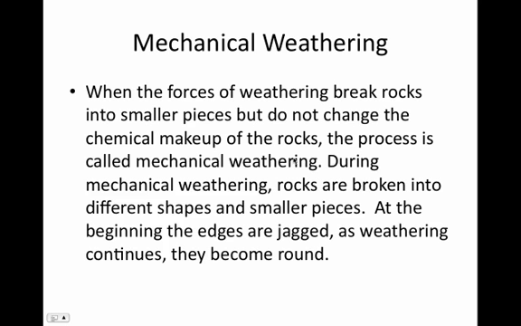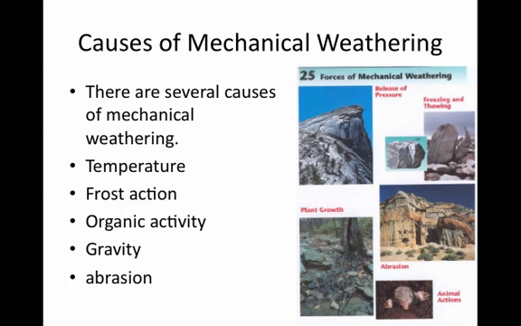Mechanical weathering deals with forces that break down rocks into smaller pieces, but it doesn't change the overall chemical makeup of the rocks. All you're doing here is breaking them up into smaller bits and pieces, but you still have the same minerals and the same type of rock. During mechanical weathering, rocks are broken into different shapes and smaller pieces. At the beginning, the edges are jagged, but through weathering, they become rounded and smaller.